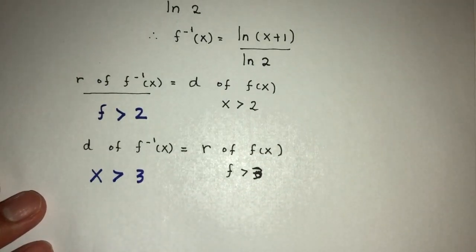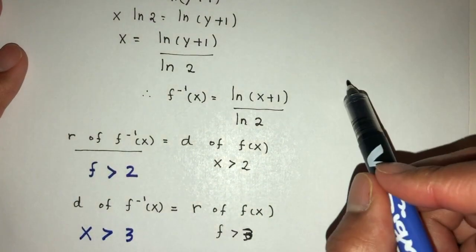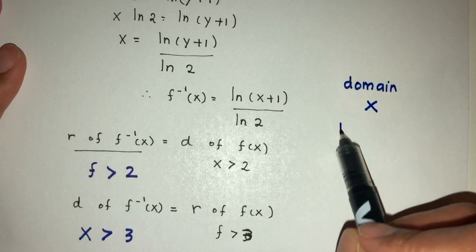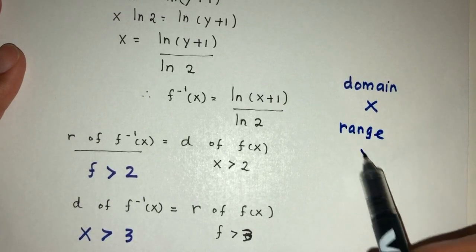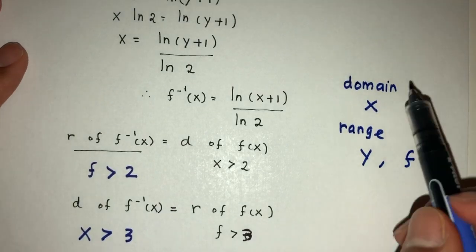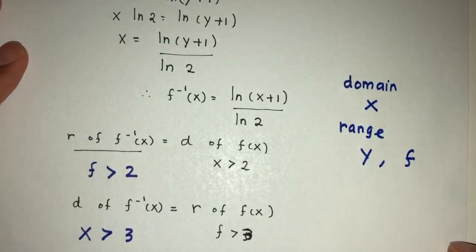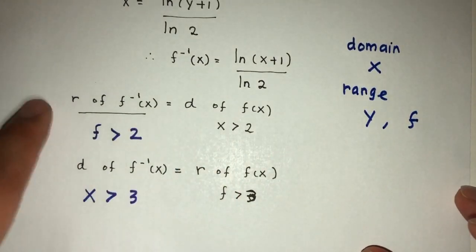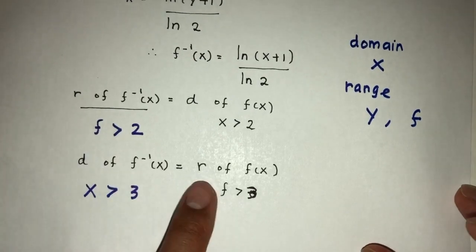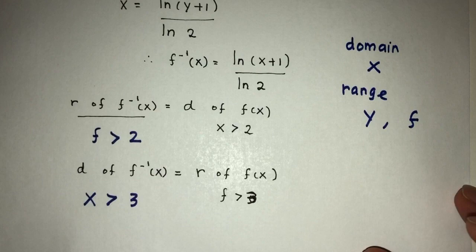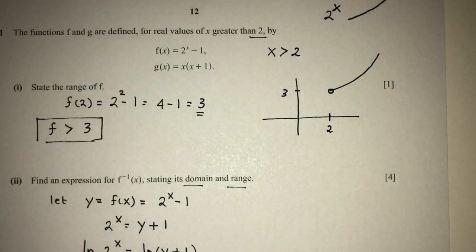So the idea you have to always remember, when they ask you for domain, they are asking you for the x values and the range is the y values. You can write y or you can write f for the range, but the domain is always x. That's why it was domain of f is x, but the range is f, or you can write y. Domain is x, range is y or f. Okay, that will be 11 of part 2.